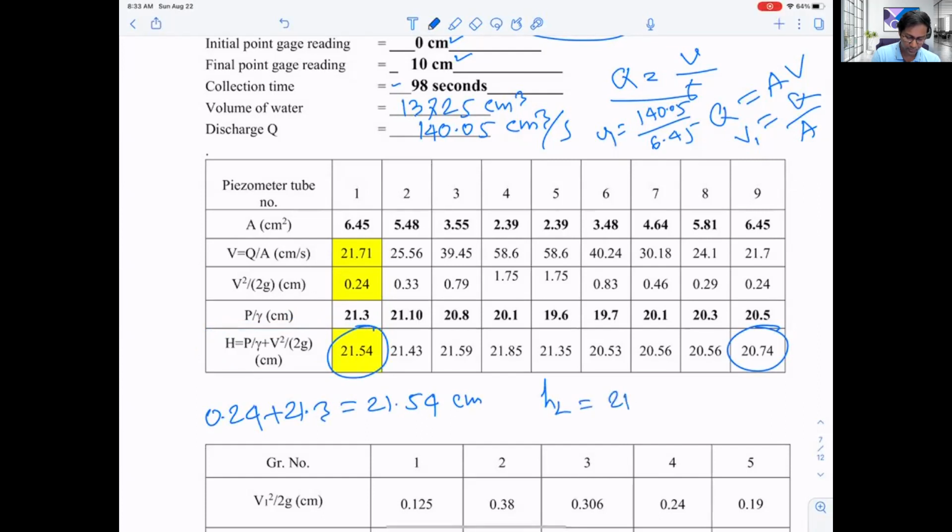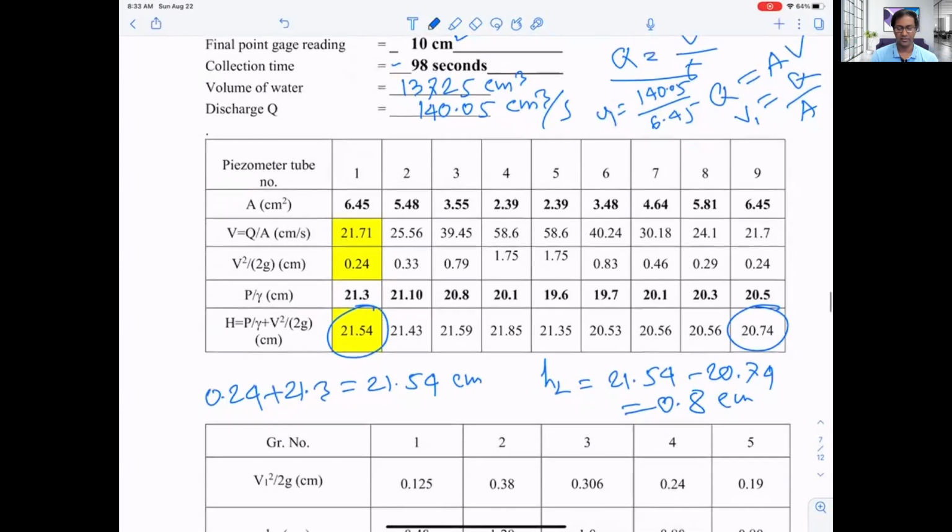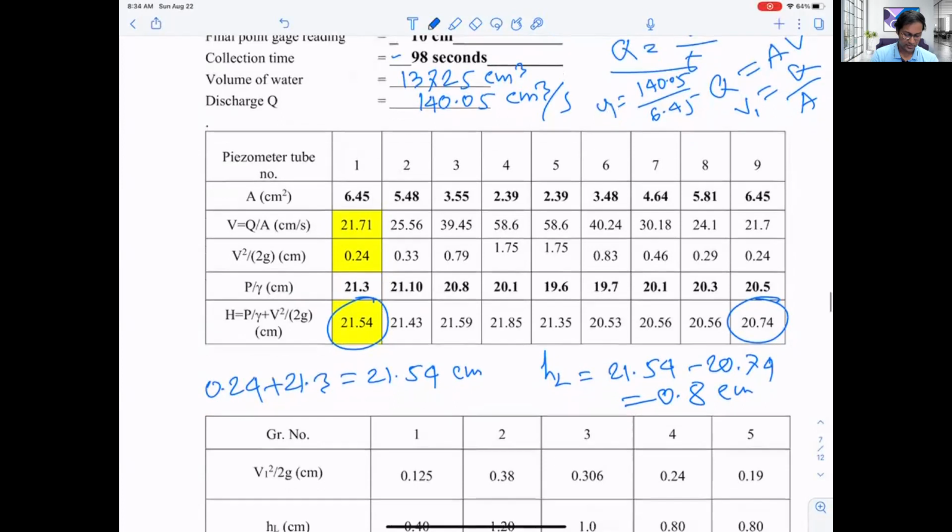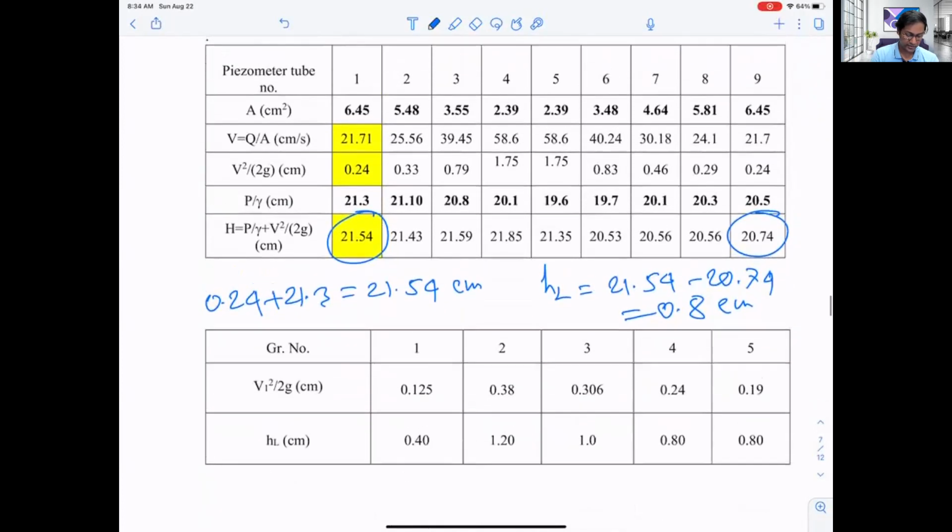It will be 21.54 minus 20.74, right? We're getting 0.8 centimeters. So in between that 10-inch length, or 30 centimeter length, we have the head loss 0.8 centimeter, right? So that is the calculation we are getting from here. So we are calculating the head loss for this group 0.8. So that is the group number 4. We did the calculation for this one.